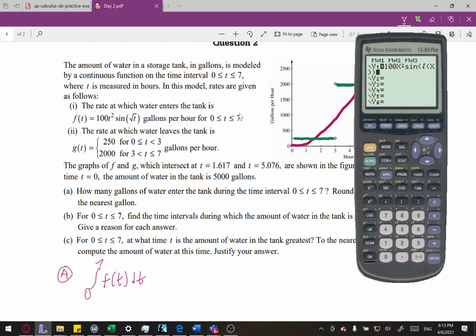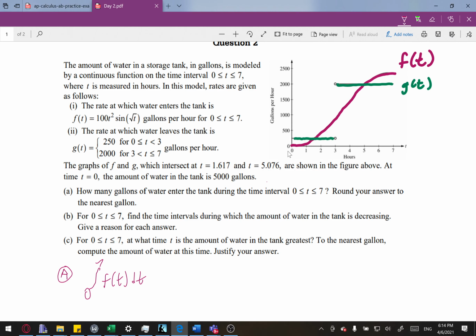Do I need to add my starting amount or not for this question? No. Okay, we don't need to add the starting amount, you're right, because we're only looking at how many gallons actually entered the tank. And if we're only looking at the amount of gallons that are entering the tank, we don't need to know how many gallons were already there. 8,264. Okay, we integrated a rate in gallons per hour in terms of time, and we ended up with gallons.